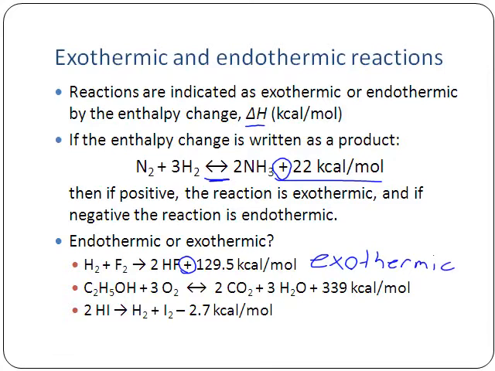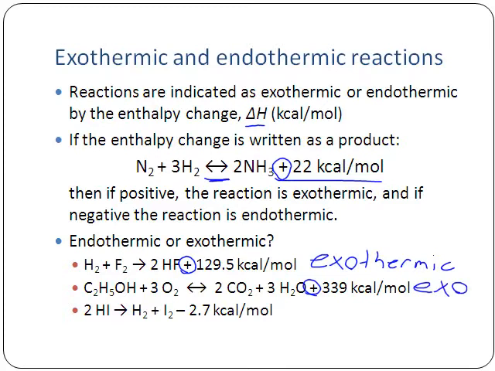Okay, on our next one, C2H5OH plus 3O2 yields 2CO2 plus 3H2O plus 339 kilocalories per mole. Once again, we have a positive here. That means we're going to be exothermic again. This is going to give off heat in this reaction.